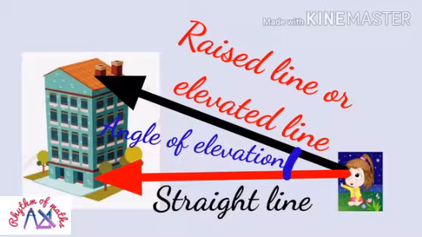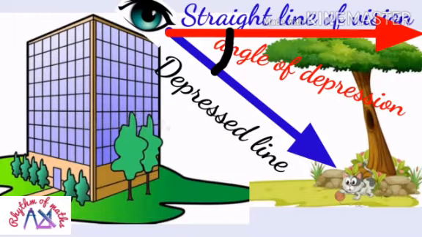So in order to see an object higher than us, we have to raise our sight. Then the angle between the straight line and that raised line is the angle of elevation. Now if we have to see an object shorter than us, we have to depress or lower our sight. In that case the angle between the straight line and that depressed line is known as the angle of depression. These two are the main things we are going to use to solve problems in this section.